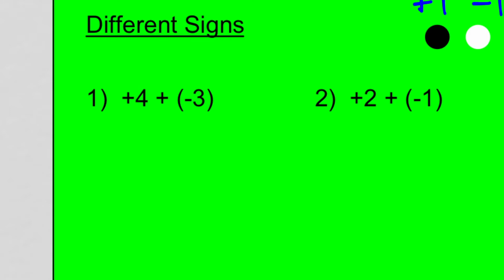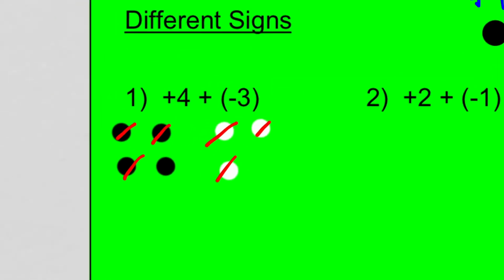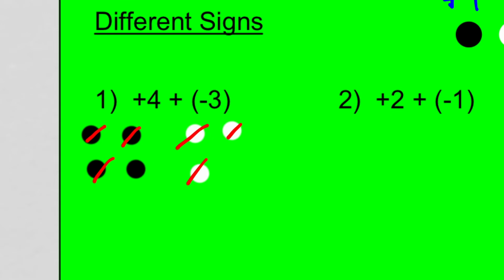Positive 4 combined with negative 3. If I was to model that out, I would do 4 positives and 3 negatives. And then, this time I have 0 pairs. I have positives and negatives that can cancel. Every time we have a positive and a negative together, they cancel. So there's a 0 pair, there's a 0 pair, and there's a 0 pair. And I'm left with one lonely little shaded in circle, and that shaded in circle is going to be positive 1 or just 1.